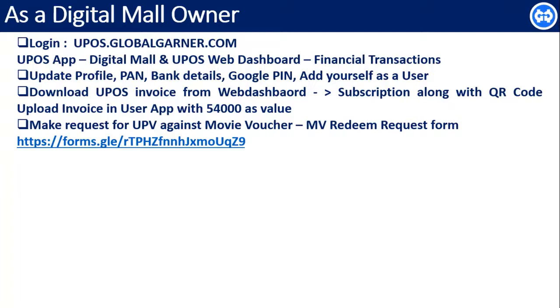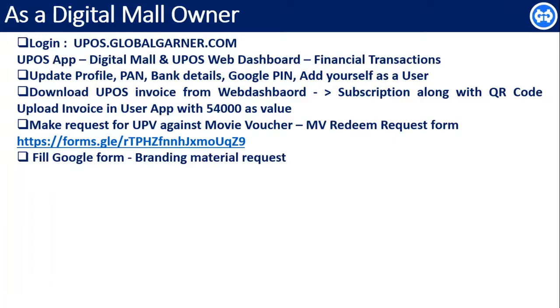So make a request for UPV against the movie voucher, and you need to click this link. It will ask for some basic information. You can check for yourself. If you have any doubt, you can clarify it, but it's very, very simple.